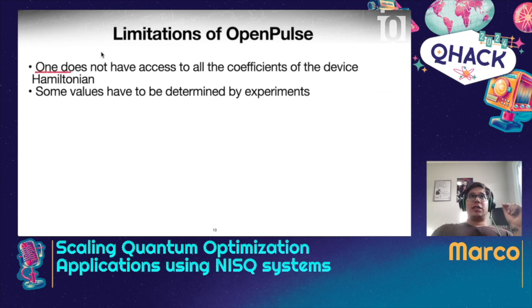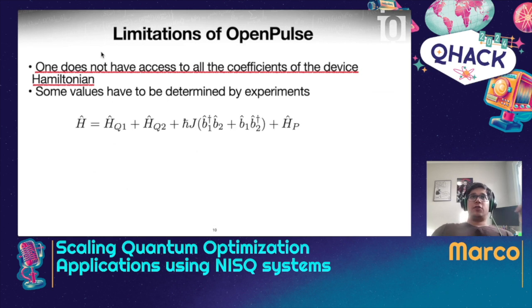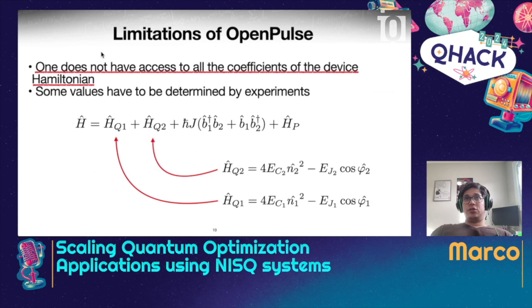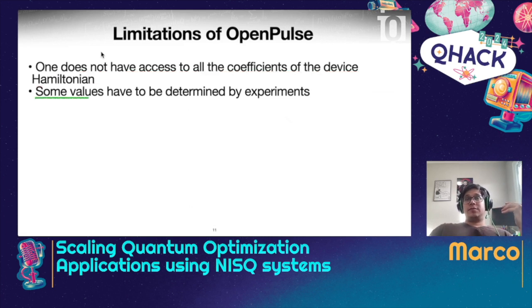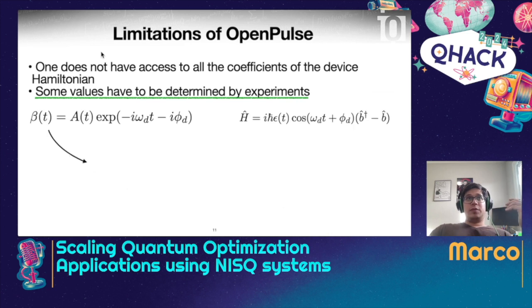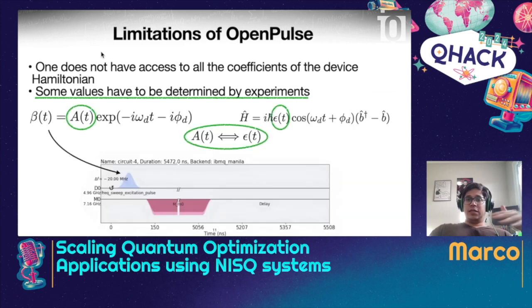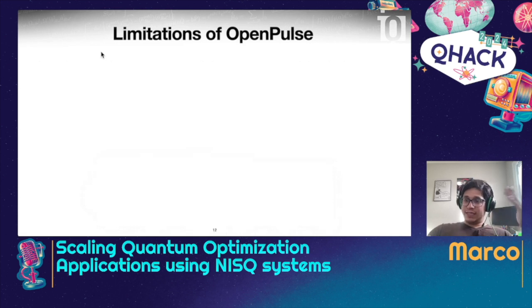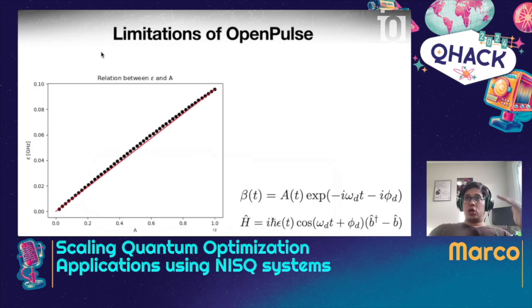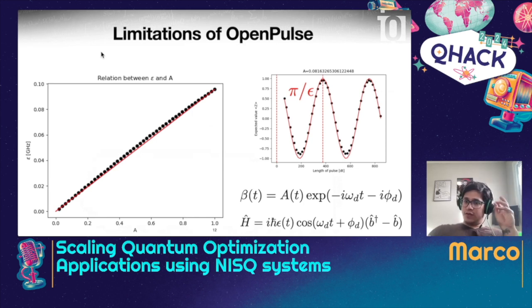Now there are some limitations, and that is that not all the coefficients of the Hamiltonian of the physical device are known. So for instance, in this expression, HQ1 and HQ2 each have two factors that are the Josephson energy for each one of the qubits, but also this J, which is the coupling between the two qubits. This is not known, and you have to find it by experiments. Some of these values can be determined by these experiments. By sending pulses with different shapes and different sizes, you can get curves, then you do a curve fitting, and that gives you one of the parameters.